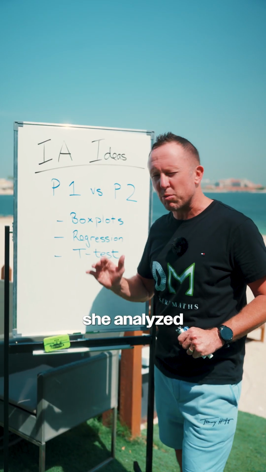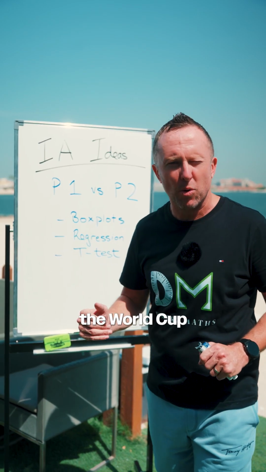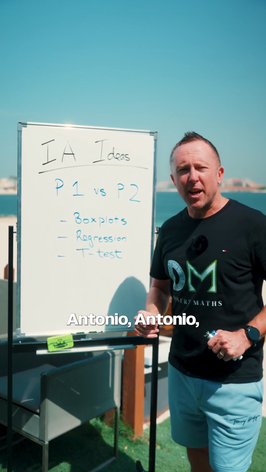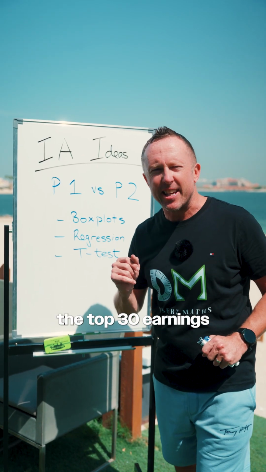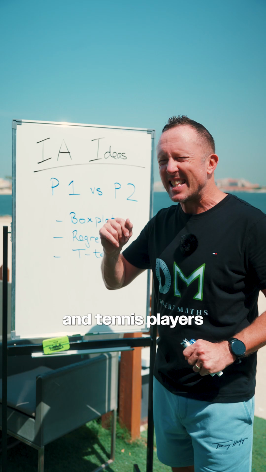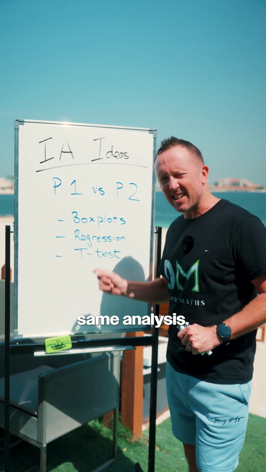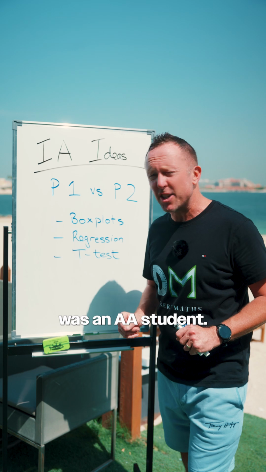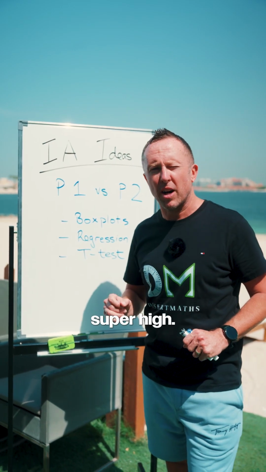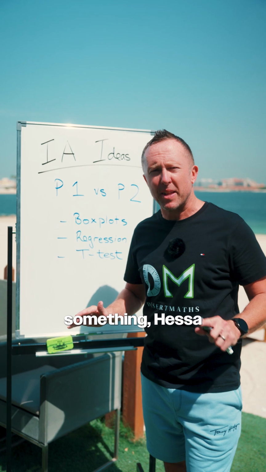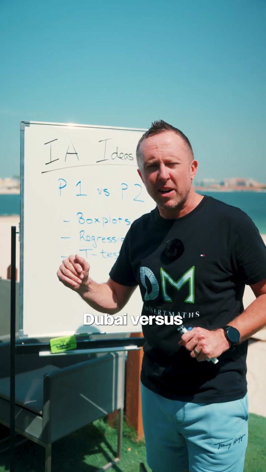Ava looked at last year's English rugby players versus South African rugby players. She analysed height and weight, and how important that was for teams that go on to win the World Cup. Antonio, remember what you did? You analysed the top 30 earnings from golf players and tennis players using this same simple analysis. Now, Antonio was an AA student. He did his all on stats. He scored super high.